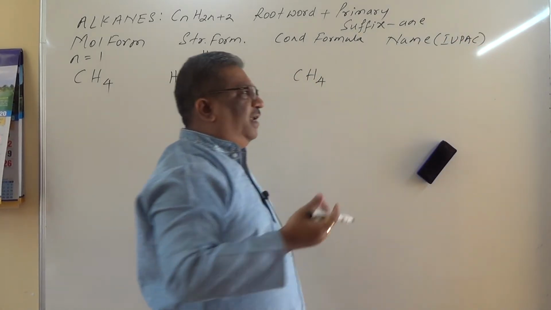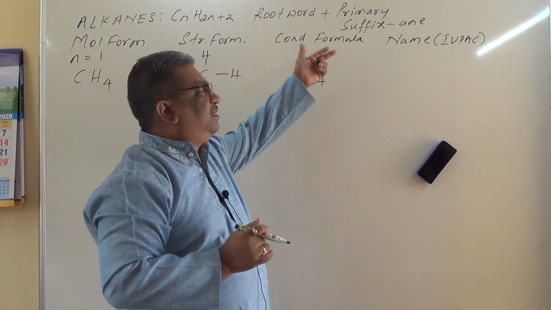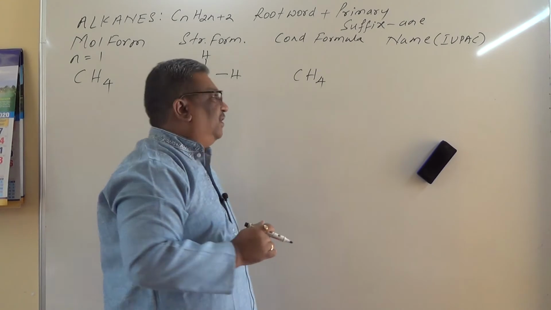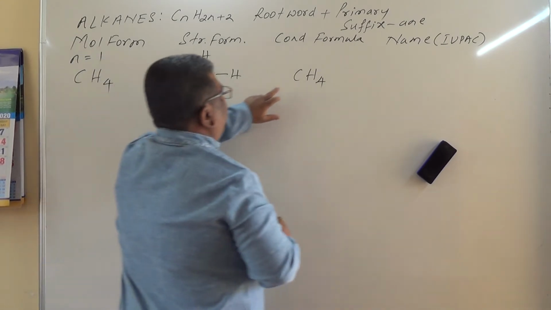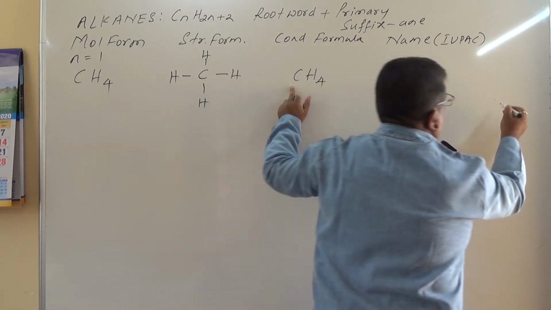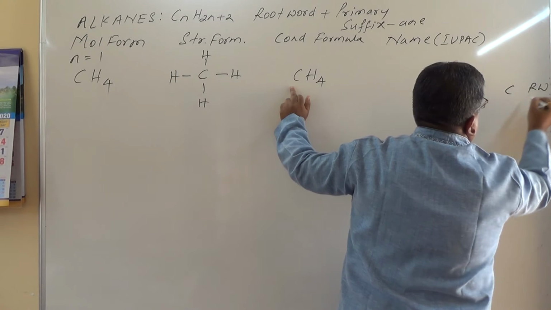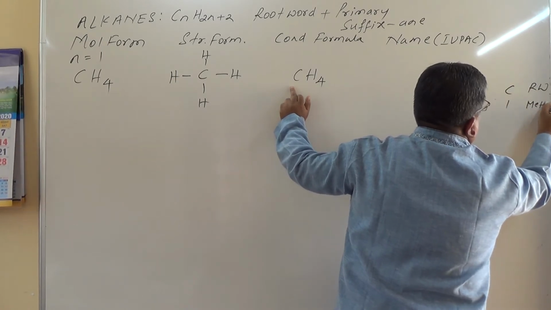There are two types of names here. One is the common name and the other is the IUPAC name. So let us try to understand what the IUPAC names are for this. CH4, how many carbon atoms are there? Only one. If carbon atoms are only one, here I'll write number of carbon atoms and root word. If one, it is meth.